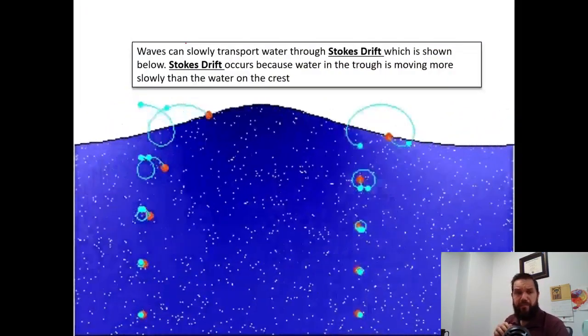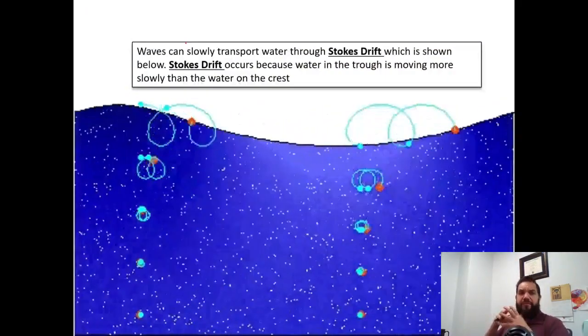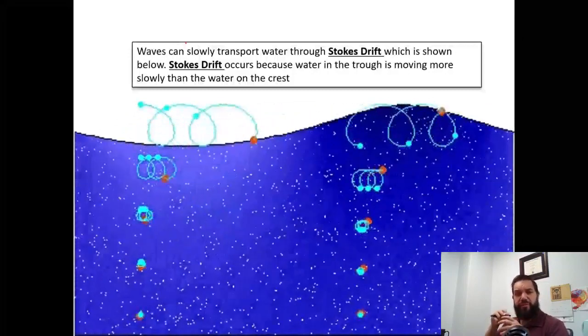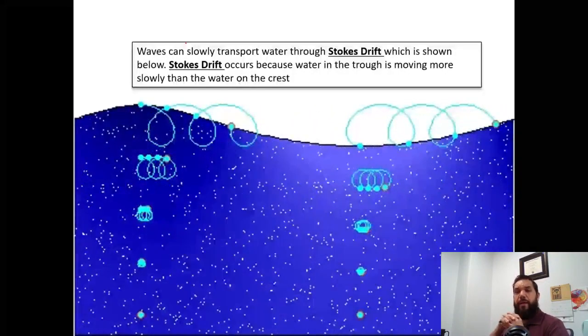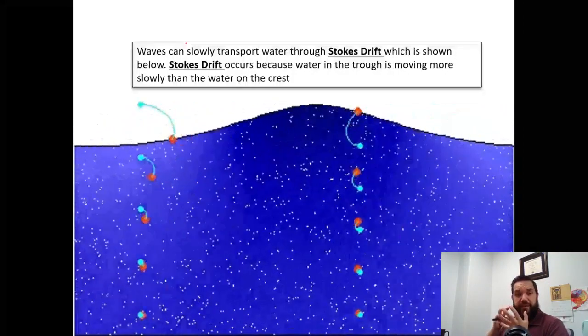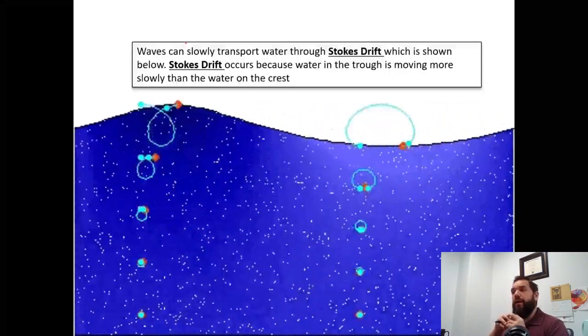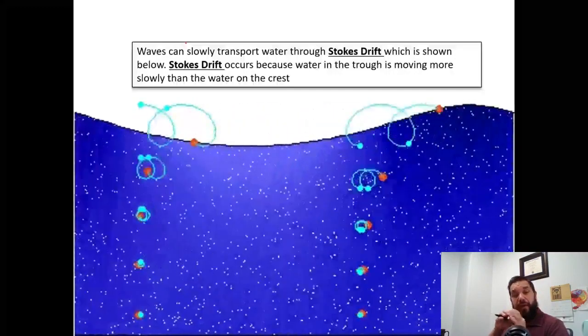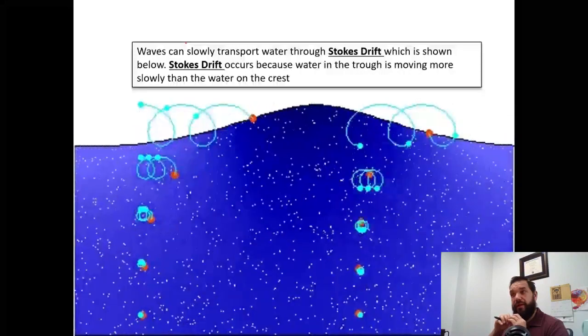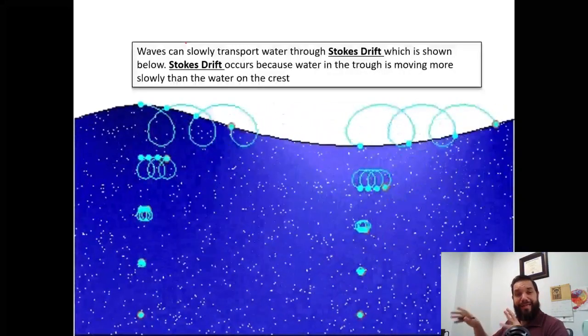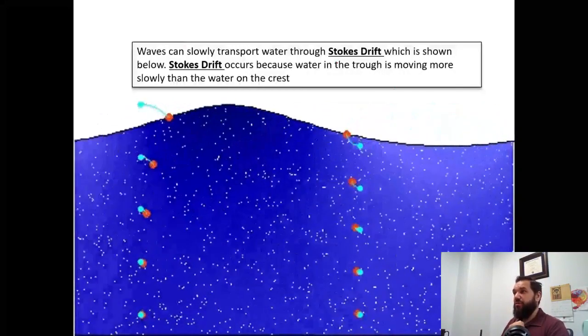Now, ideally, an ideal wave just moves in kind of an orbital fashion, but realistically, in the real world, waves do carry objects along on the surface a little bit, and that's known as Stokes drift.